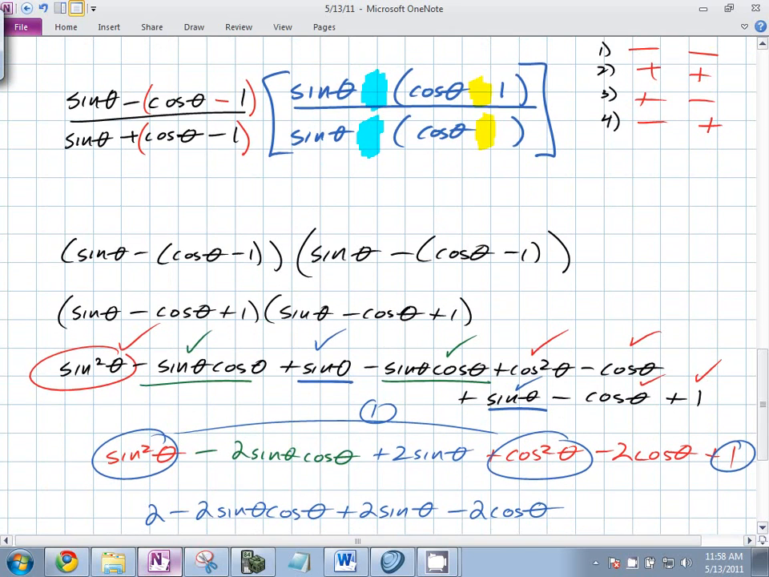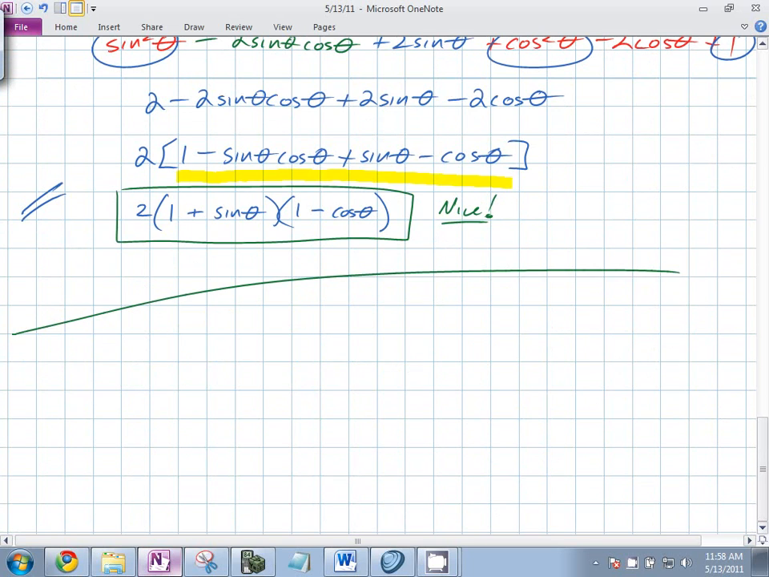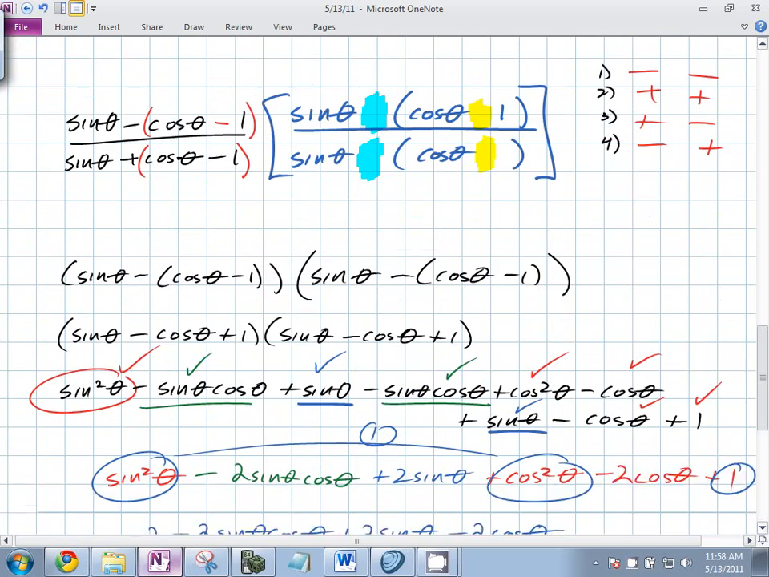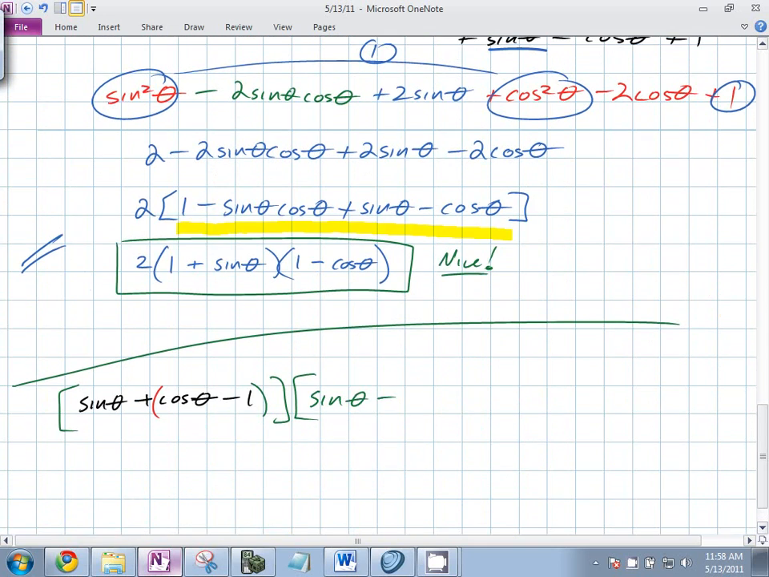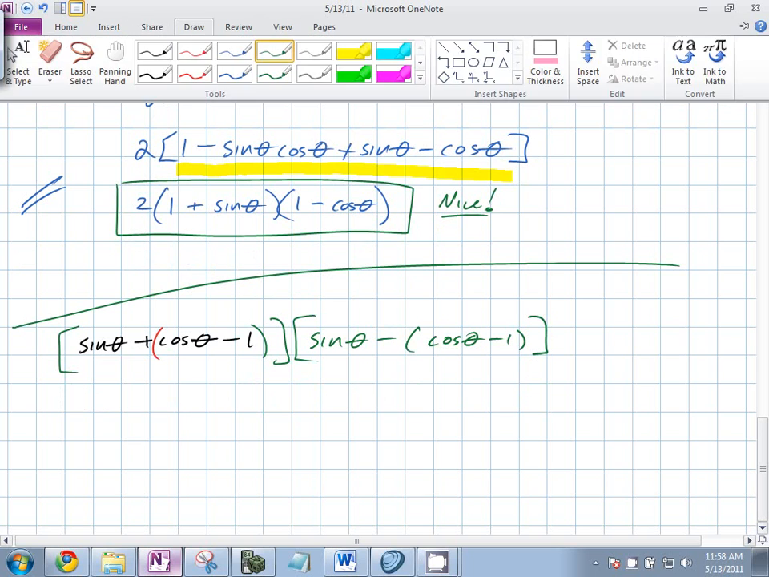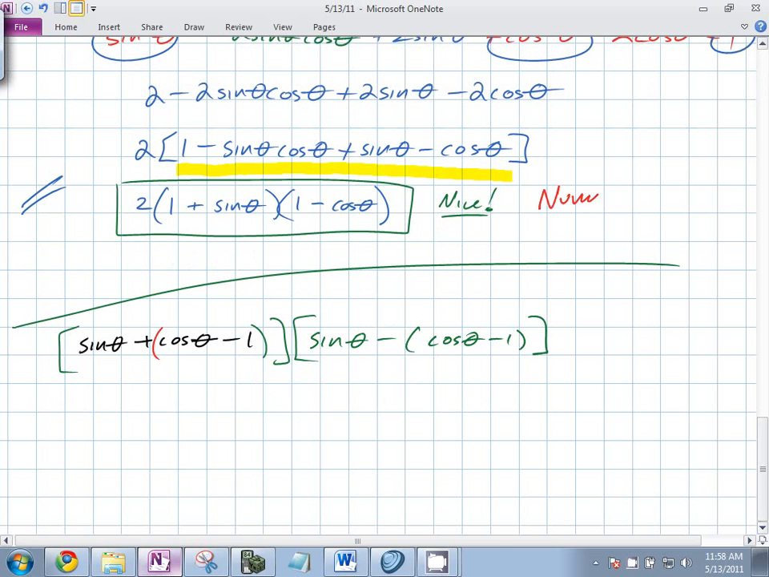It's very similar, except just one sign is different, right? So it's that right there. And what are we multiplying it by? We have to be very careful about this. Sine theta minus cosine theta minus 1. We chose minus and minus, right? What was the first thing we did? So this right here was the numerator. So now we're doing the denominator. Let's see if it comes out.